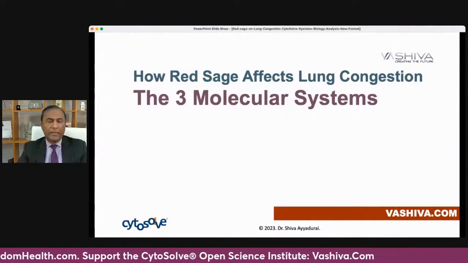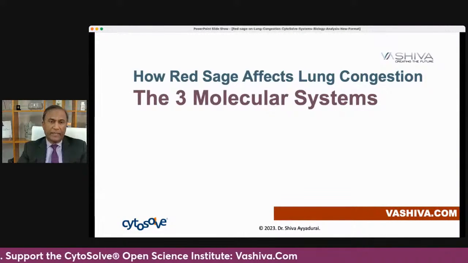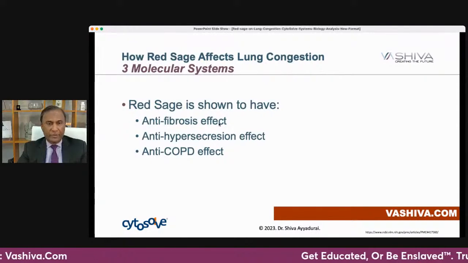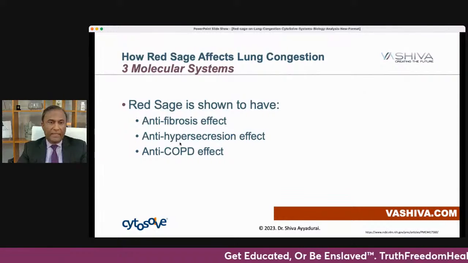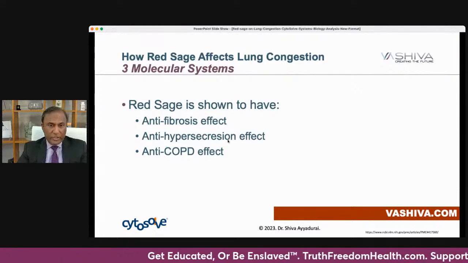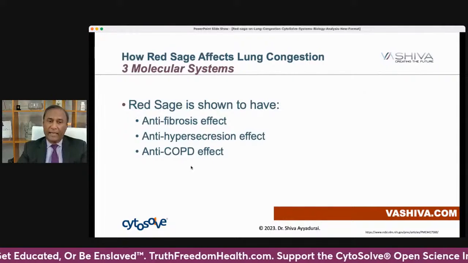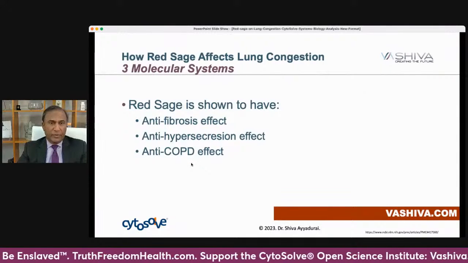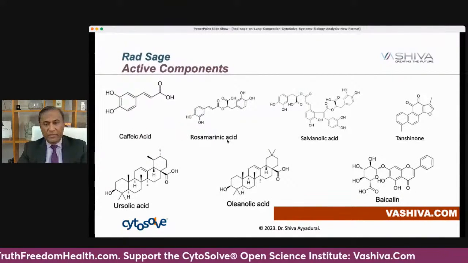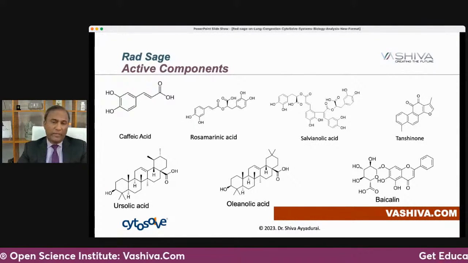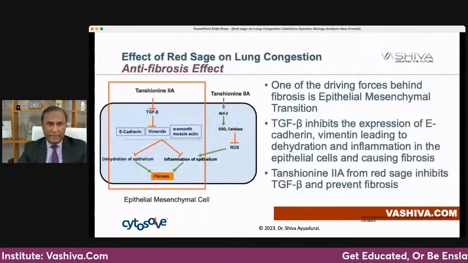So there are 3 molecular systems that get affected by red sage. Red sage is shown to have an anti-fibrosis effect, which means it reduces scarring, anti-hypersecretion, right? So make sure that your body doesn't put out all this mucus, and anti-COPD effects. This is pretty cool. Remember, these are the active components we talked about in red sage. These are out of the 21, the 7 that are apparently very active.